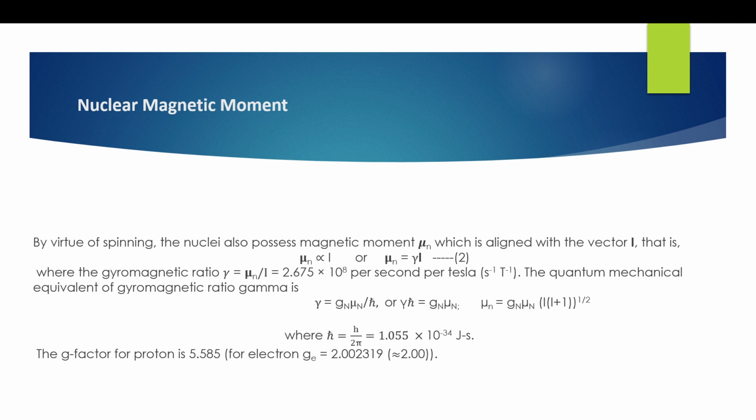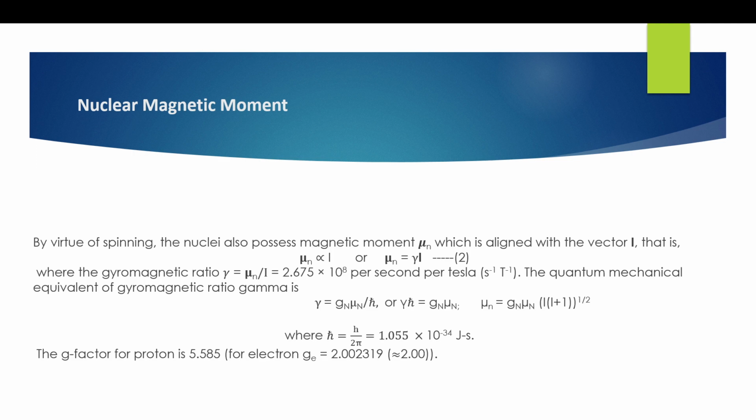Nuclear magnetic moment. As I told earlier, those nuclei which possess the spin, they possess a spin vector. And nuclei are positively charged. So spinning of this positive charge creates magnetic moment. And magnetic moment is proportional to the spin vector. By putting a constant, you can write mu N, that is magnetic moment of the nucleus, equal to gamma I.